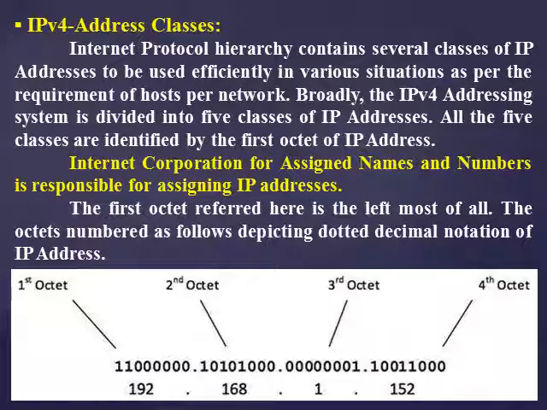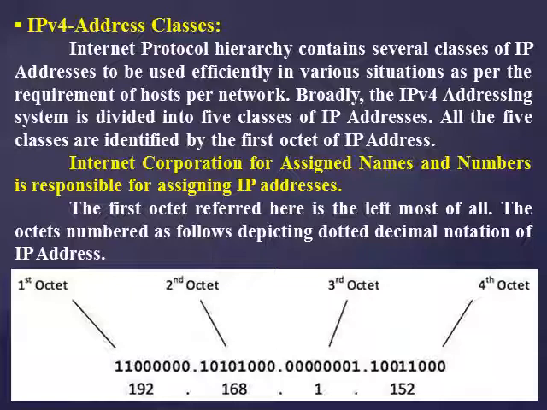The Internet Protocol hierarchy contains several classes of IP addresses to be used efficiently in various situations as per the requirement of hosts per network. Broadly, the IPv4 addressing system is divided into 5 classes of IP addresses. All the 5 classes are identified by the first octet of the IP addresses.